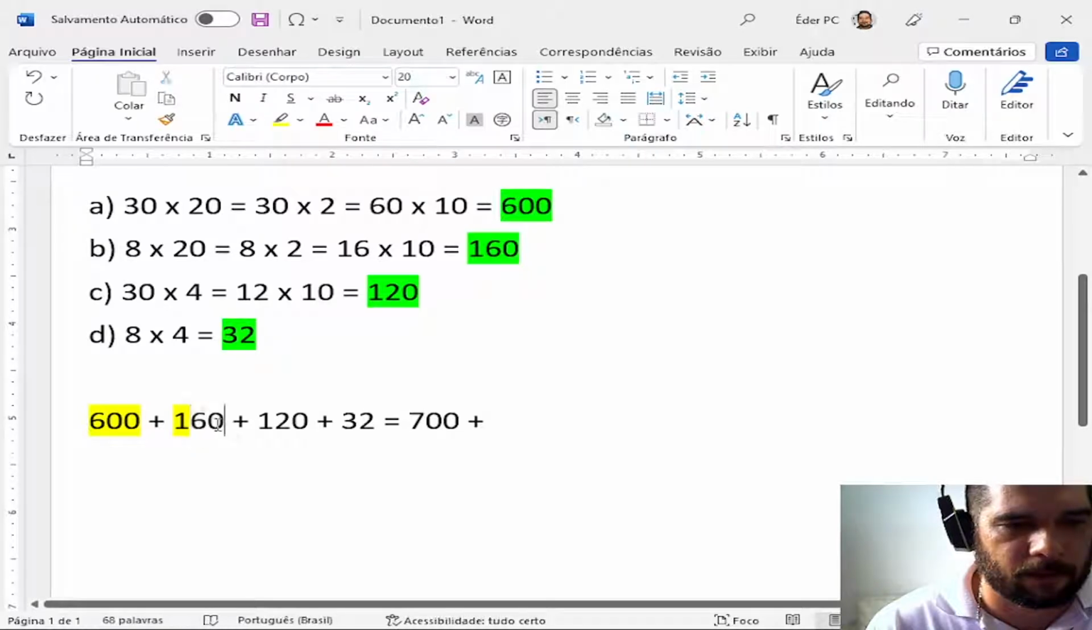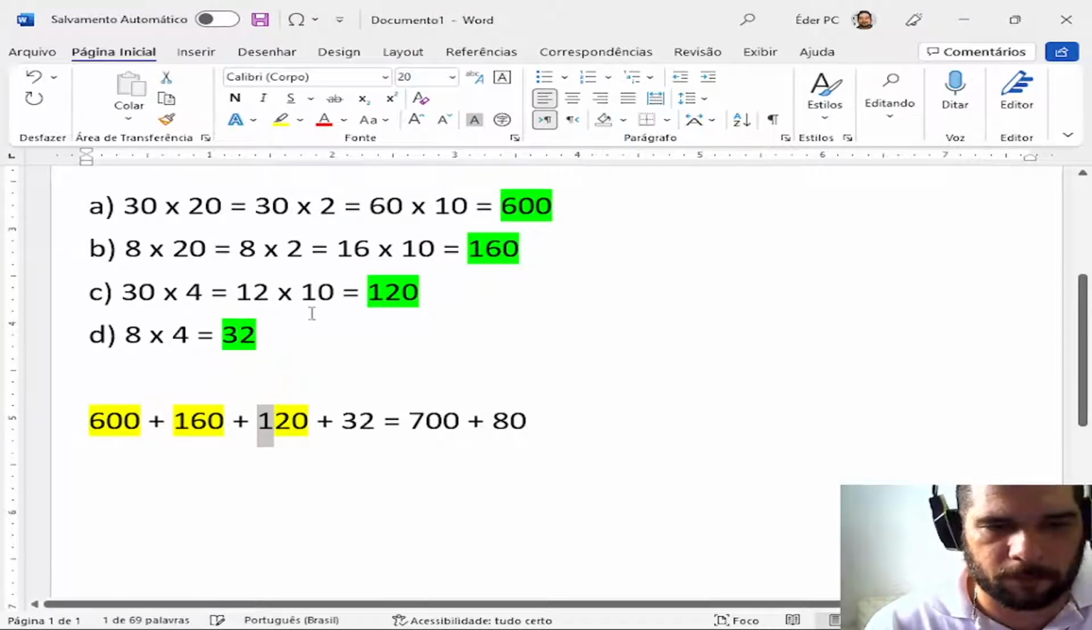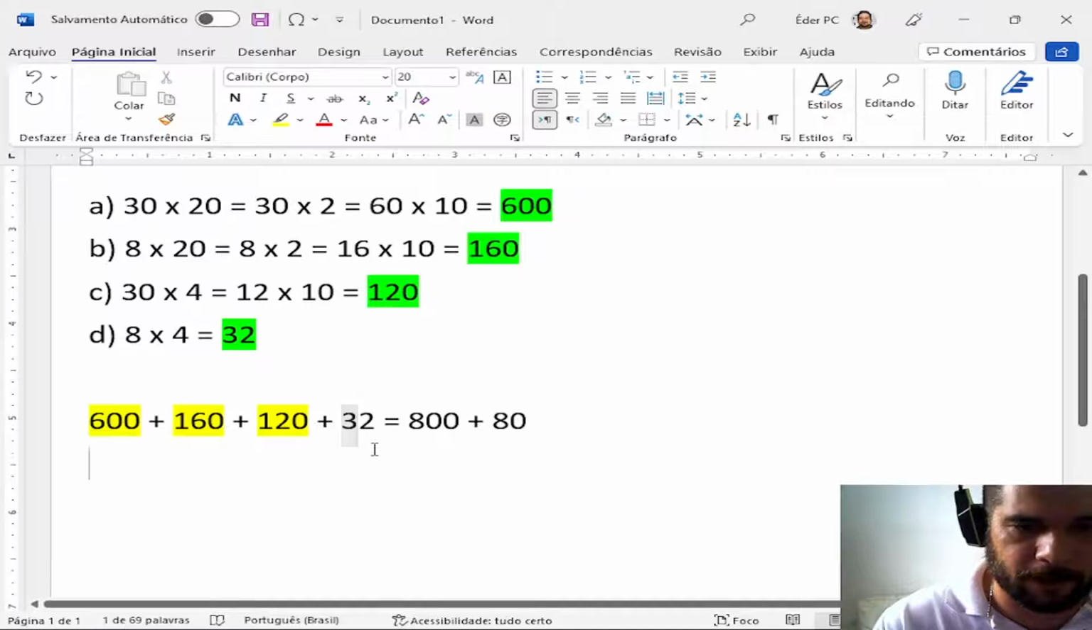60, bye-bye 60, plus 20, bye-bye 20, equals 80. Hey, I forgot the 100 here, right? No problem. Yellow, and then 700, 800. So far, look, 600, 700, 800, and 80. Okay? And now I have 32. I have 80 here already, and I have a 30 here. So that makes 110.